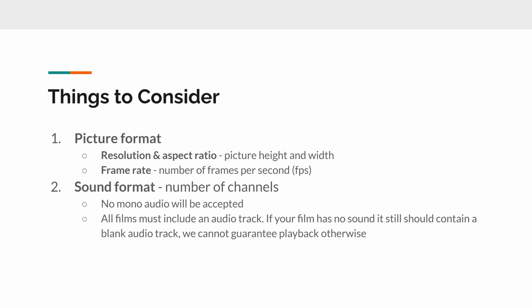Anyway, picture format, resolution, and aspect ratio. So you can have 4K with a 2.39 aspect ratio, your widescreen aspect ratio, or a 1.85 or a 1.78, which is 16:9. Or you can go down to 2K. Again, we'll go into that in a minute. Make sure you're shooting at a consistent frame rate, or if not, you're at least exporting at a consistent frame rate. Sound format, you must export at minimum two soundtracks, a left and a right.